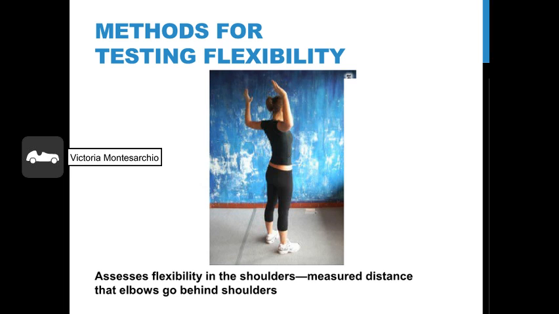This first test assesses the flexibility and range of motion of the shoulders. Have your athletes stand with arms bent and in line with their shoulders. Have them try and push their elbows back behind their shoulders as far as possible. By measuring the distance the elbows go behind the shoulders is how the range of motion is measured.